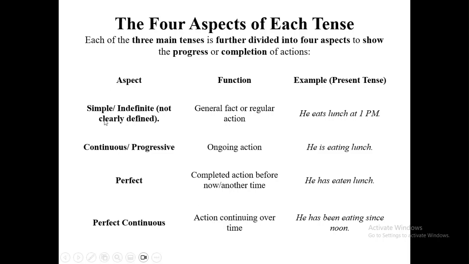So these are the four aspects of each tense. Understand? Number one is simple or indefinite. The second one is continuous or progressive. The third one is perfect. The fourth one is perfect continuous.